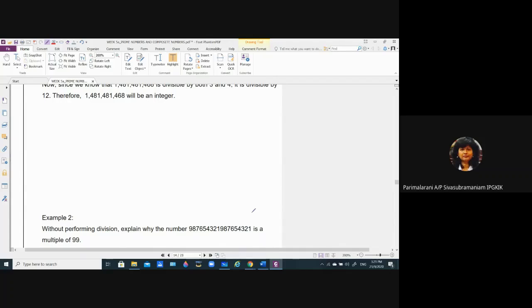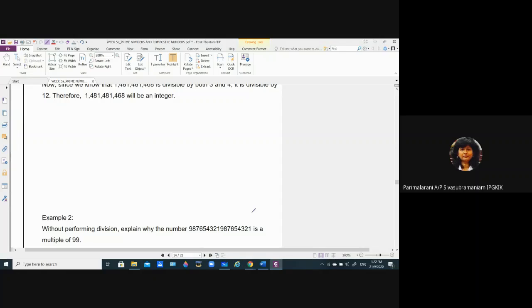99 is what times what? 9 times 11. So if we want to find out if this number can divide by 99, what must we do? Find out whether the number is divisible by 11 and 9. And how do we know if the number is divisible by 9? The sum of the digits. Yes, we sum up all the digits, and if it's divisible by 9, it can be divided by 9.